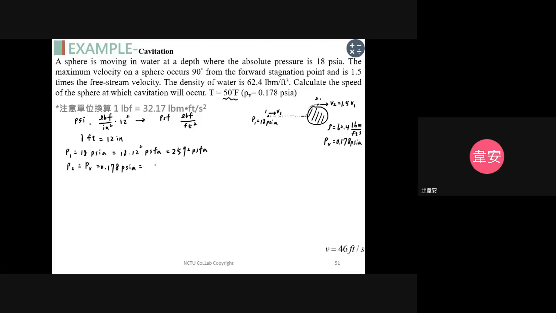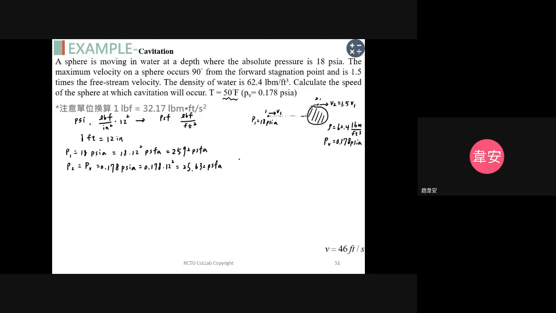And so in this, we need to multiply 0.178 with 12 squared, and use your calculator to compute these values. 0.178 multiplied by 12 multiplied by 12. So the answer in here is 25.632 psfa.